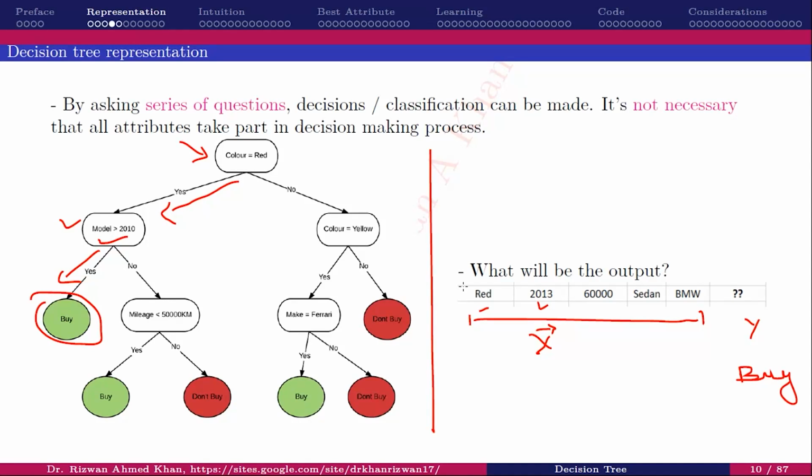Jamali, you have to ask questions according to this tree, and the root node checks color, right? You cannot start randomly from any other node. You have to start from root node always.